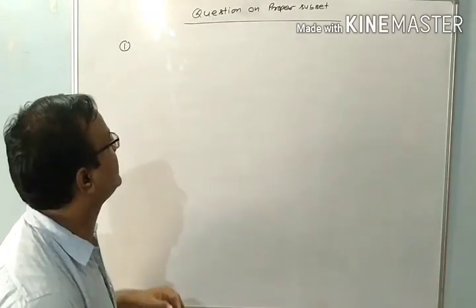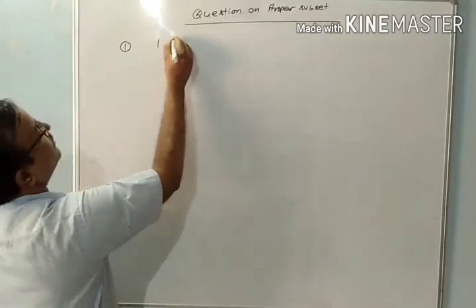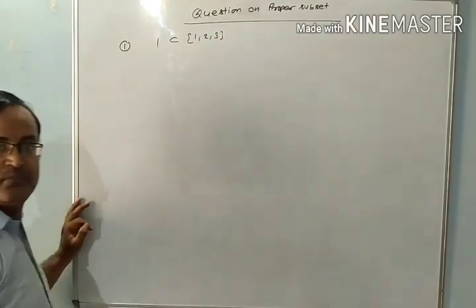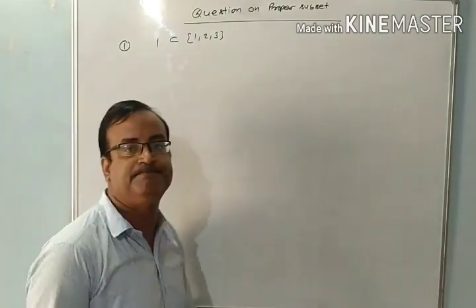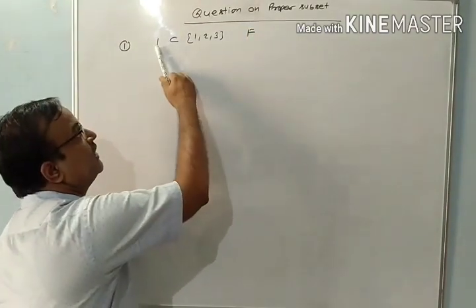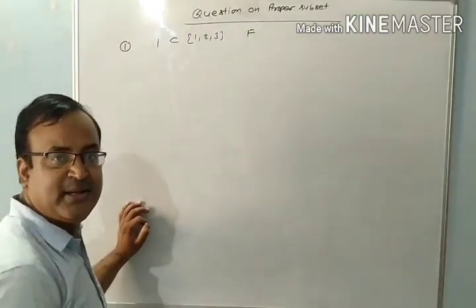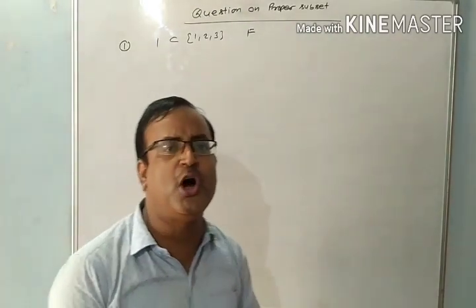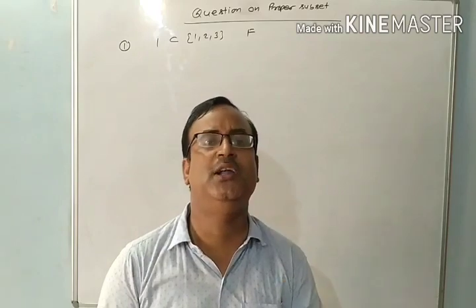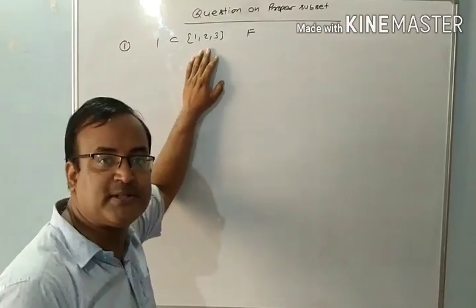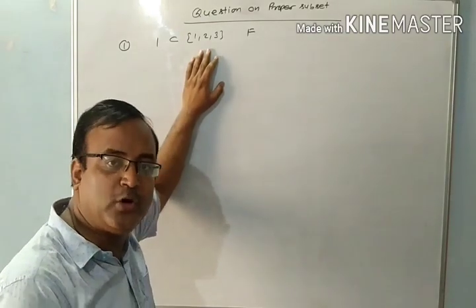Now questions on proper subset. First: 1 is a proper subset of {1, 2, 3}. Is it true or false? It is false, because 1 is not a set. If we write an element without braces, then it is not a set. Clear? So 1 is not a set, and we can say 1 is not a proper subset of this set {1, 2, 3}.